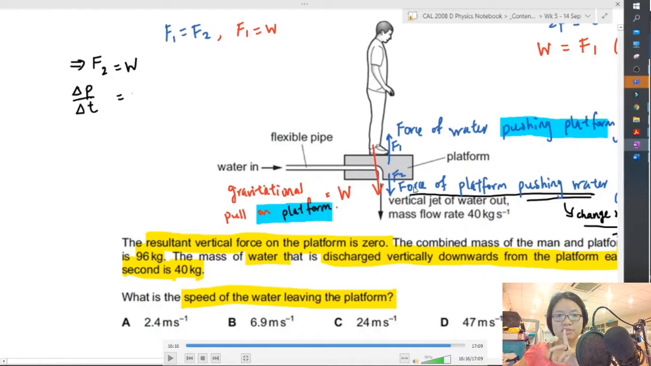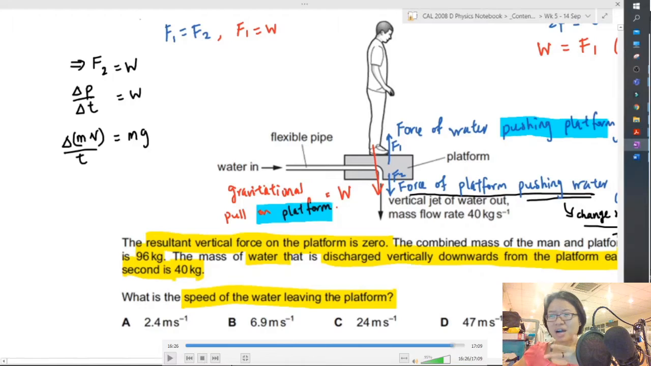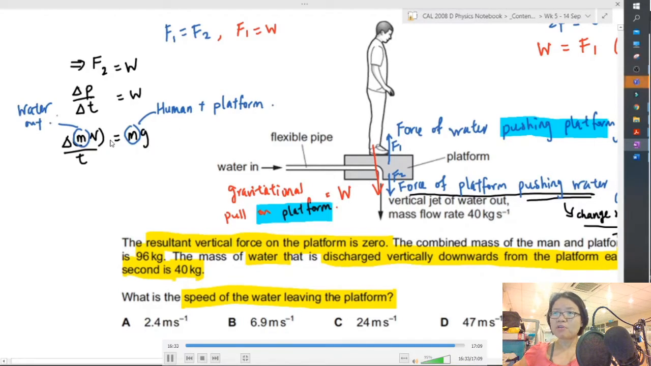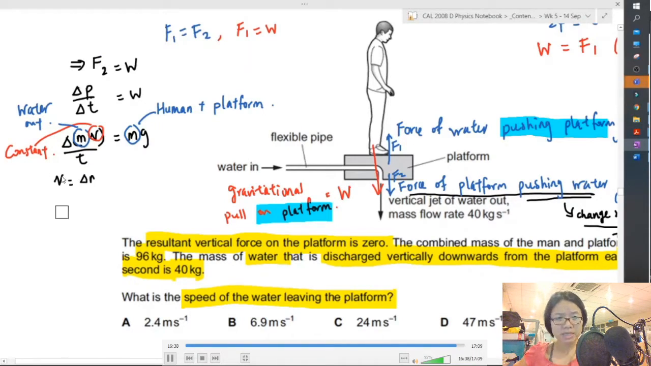But F2 here is the force of the platform pushing the water, meaning I can take the change in momentum of the water divided by time is equal to the weight of the human. So I'm going to put mg. Now here is where confusion round 2 can happen. So a less skilled candidate might look at this and say, cancel the mass. But these are very different masses, because this mass is the human and the platform, because this is the weight, right? The combined weight of human and platform. And this mass is the mass of the water shooting out. And this v is the constant speed of the water shooting out.